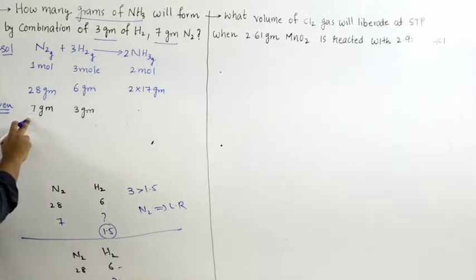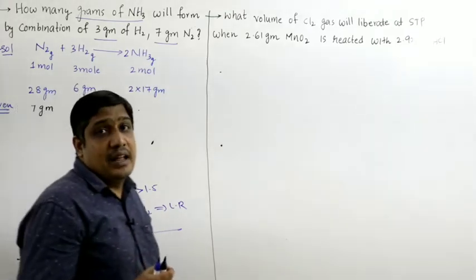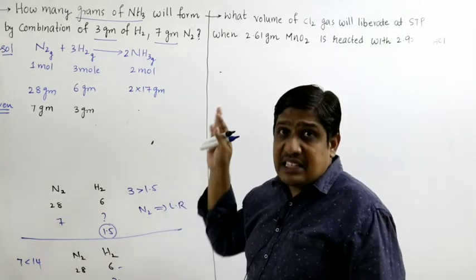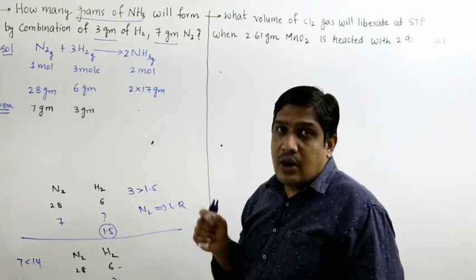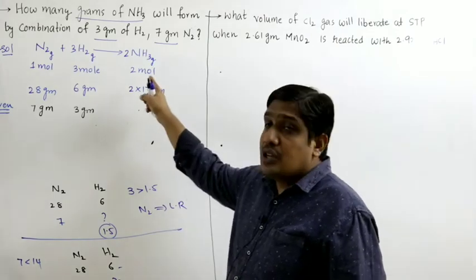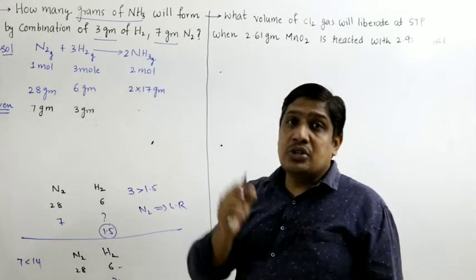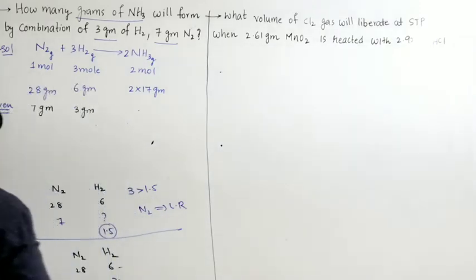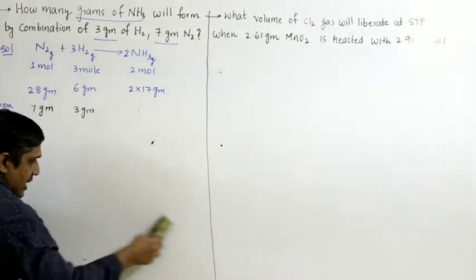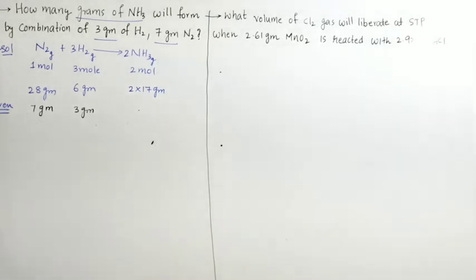But how many grams are available, given in the problem? 7. So 7 is less than 14. So nitrogen is the limiting reagent. Nitrogen is present in less quantity compared to the other reactant. Therefore, the reaction will take place as long as nitrogen is available. So nitrogen limits the extent to which the reaction can proceed. The amount of ammonia should be calculated based upon nitrogen only because it is the limiting reagent. So, based upon this calculation, I can conclude that nitrogen is the limiting reagent.